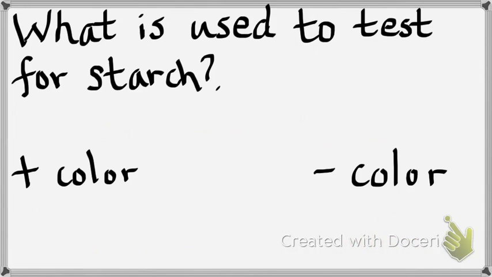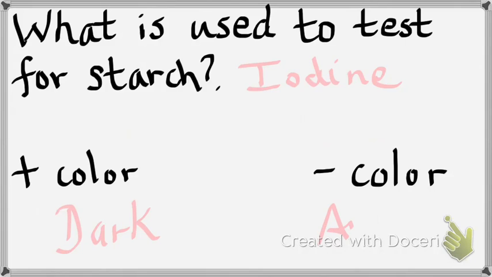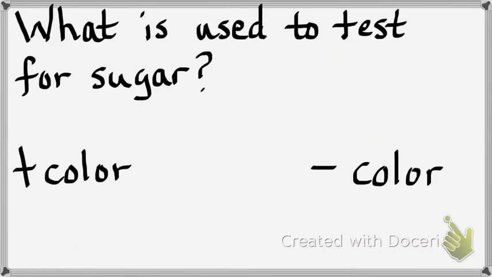Next one. What is used to test for starch? Iodine. Good. Positive color. Dark colors. Yeah, it could be chocolate brown, could be navy blue, dark purple, black. So dark colors. What's the negative color? Amber. Amber, thank you. What is used to test for sugar? Benedict's and heat. We've got to heat that one. So I'll write that down.